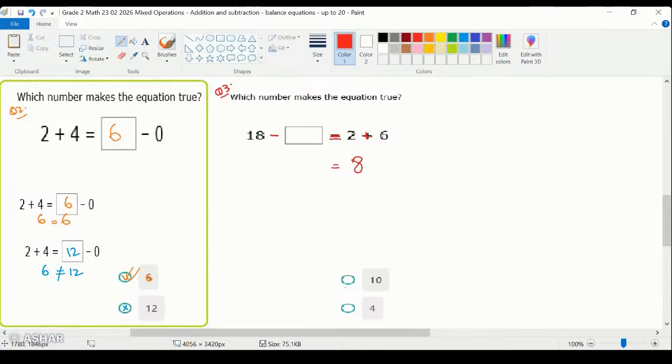So can we say 18 minus the first option, 10, and 18 minus 4? 18 minus 10 would be equal. Perfect. Thank you, Shama. That means 18 minus 10 was 8. 18 minus 4 is 14. And we need to find 8 as an answer. That means 10 is the correct option.